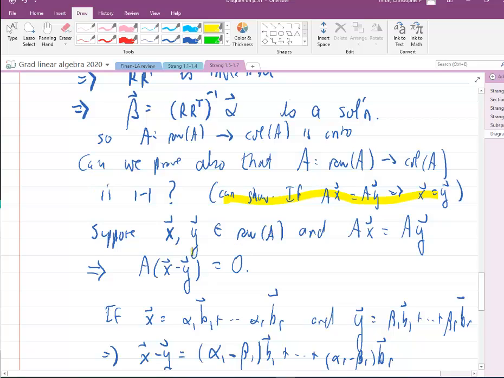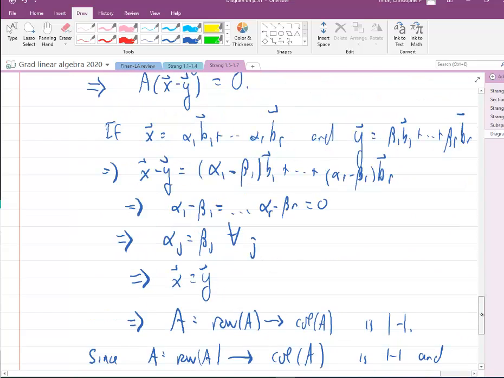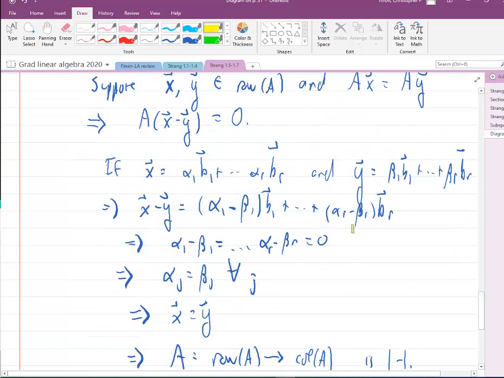Okay. So let's take two row vectors, X and Y, in the row space of A, and suppose that AX equals AY. And then I can use my linearity properties to take the AY to the right-hand side. I can use my associativity to group the X and Y together. So I have that A times (X minus Y) is equal to 0. Now, if X is in the row space, it can be written as a linear combination of the row basis vectors, and Y also. So I write these out as basis vectors. If I do this, then I get this result.